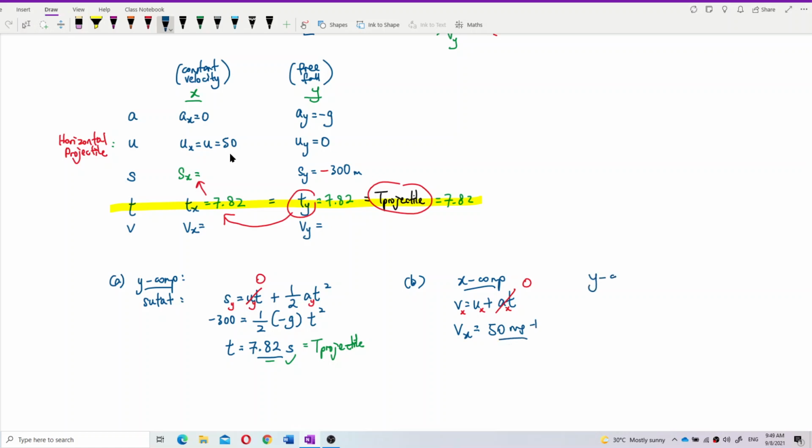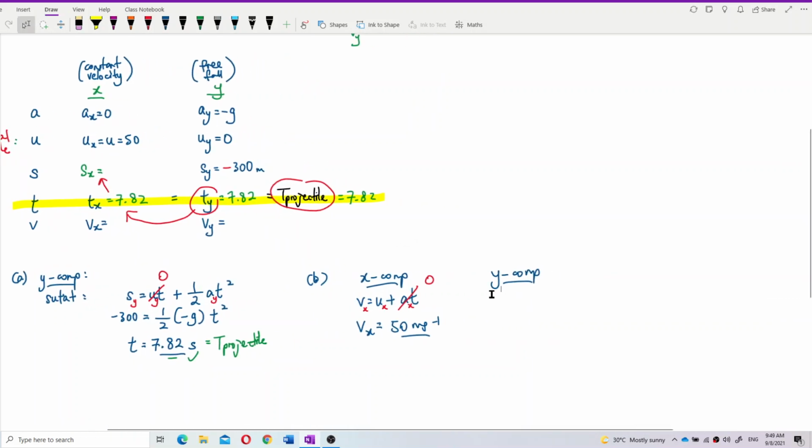Now let's look at the y component. So what formula do we use to find Vy? We can just use V equal to U plus AT because we already have the time. You see that? We have the time. So we just use V equal to U plus AT. Now, better you put the subscript there: Vy, Uy, Ay. So now, Uy is 0. You see that? Uy is 0.